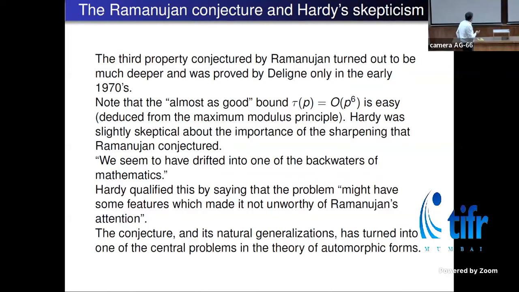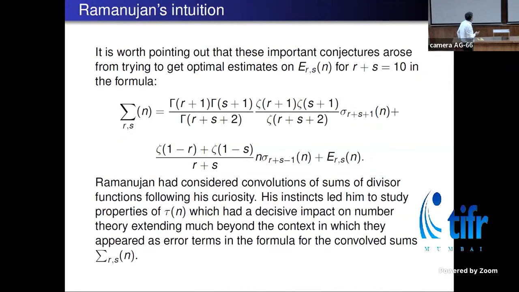On the other hand, the conjecture and its natural generalizations have turned into one of the central problems in the theory of automorphic forms. Right? So Ramanujan was pretty prophetic in terms of latching on to this property. And the context in which it arose, certainly I've never thought about these convolved sums. I don't know how much people study these convolved sums these days, right? But it arose in this context. On the other hand, the importance of the conjecture has been much larger than the original context in which Ramanujan looked at this.